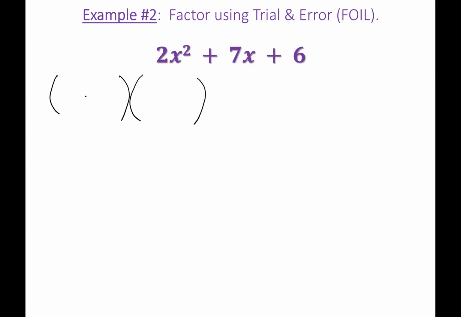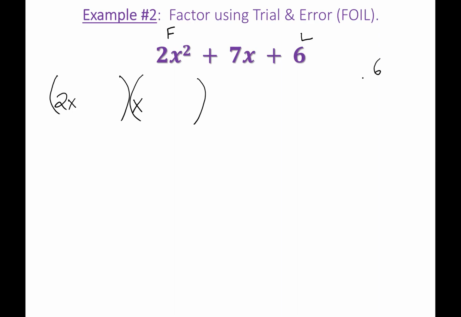Our first two terms need to multiply to our first term in our trinomial, which once again is 2x squared. So just like last time, I will start with 2x times x. The order doesn't matter, just pick something and go with it. And now our last two terms need to multiply to 6.